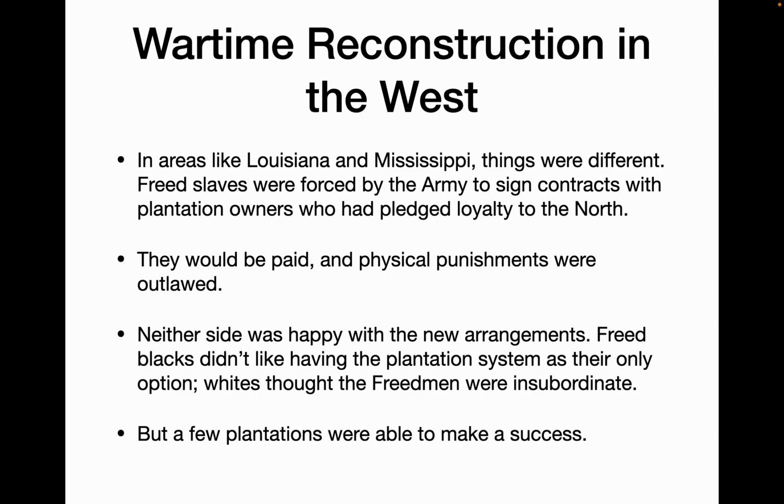Freed slaves were forced by the Army to sign contracts that basically forced them to go back and work for plantation owners, which they were not overly pleased with, many of them. They would be paid, and physical punishments were outlawed, but neither side was very happy. Freed blacks didn't like the fact that they were right back where they were before the Civil War in the plantations. Whites thought that freedmen were now insubordinate because they couldn't basically beat them into working.